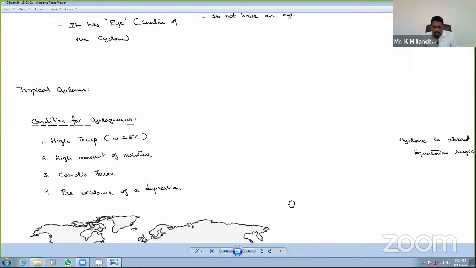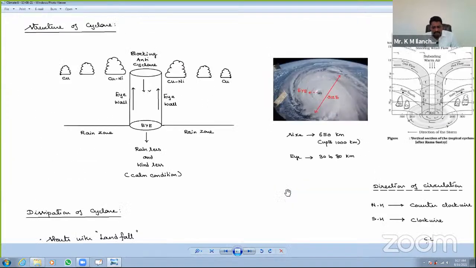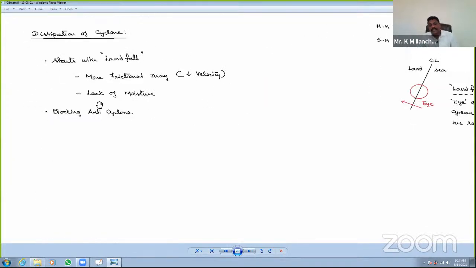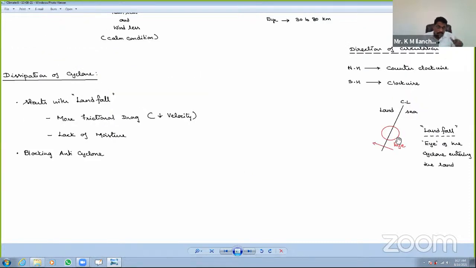Okay. So we talked about the dissipation of the cyclone finally, and I said dissipation of the cyclone starts with the landfall. What is landfall? Eye of the cyclone entering the land, not the cyclone entering the land. No, the eye of the cyclone entering the land. You know, the center of the cyclone. It means only when half of the cyclone almost crosses this land, you call it landfall. It is not the outer margin touching, no. Right? The eye should cross. The eye should enter. That's what you call landfall. Okay. So we understood what exactly a landfall is.